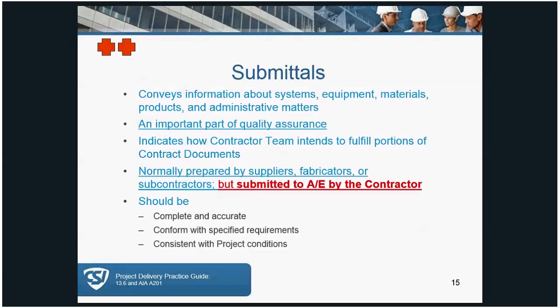Submittals basically convey information about systems, equipment, and materials. They're an important part of quality assurance, and you will remember from the previous sessions that quality assurance occurs before the work is completed, and that's in many cases the last line of defense. So it's very important to review these submittals and make sure that they address all the issues and concerns. Again, we talked about who prepares those submittals. They are prepared by suppliers or fabricated, but they are submitted to the AE by the contractor. And again, that's a contractual responsibility. Next slide.